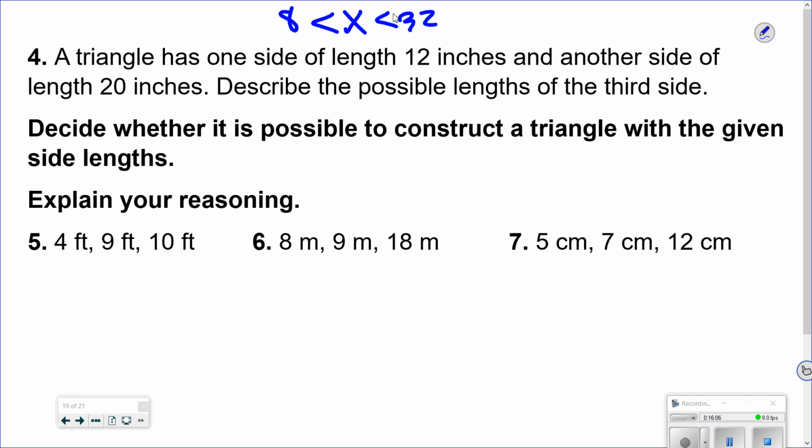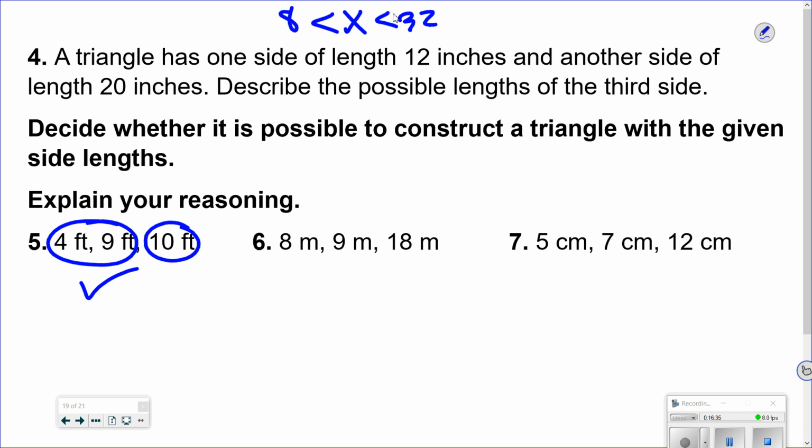The second set, 5, 6, and 7, we haven't gone through examples like this, but we have enough information so that we can. It says, decide whether it's possible to construct a triangle with the given side lengths. All we're going to do is add the two shorter sides together, and they have to add up to be more than the longer side. So if I have 4 and 9, 4 plus 9 is 13. That's bigger than 10. This one's good. Okay, that one could have those side lengths.